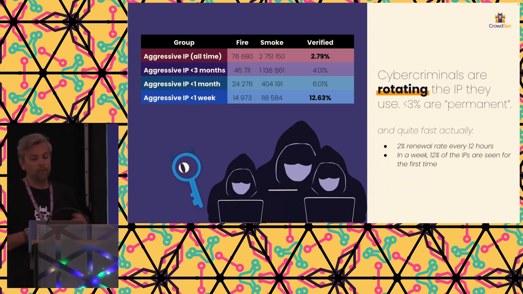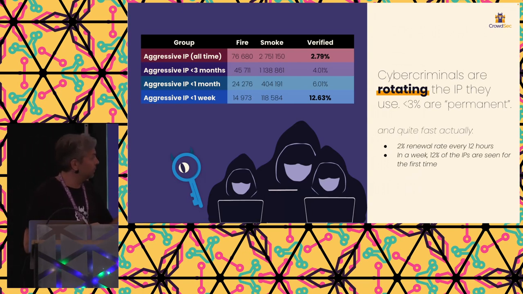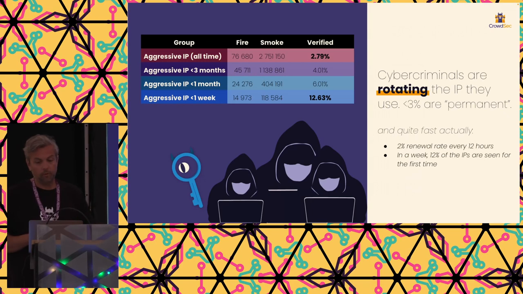One of the ideas behind CrowdSec is to automatically detect all those attacks and block them right away and, by the root if possible. So this is good news, because we really want to put those assholes out of business. 2% of those IPs they renew every 12 hours, and in a week, 12% of the IPs are seen for the first time. So yes, it turns out, at least when you look at the stats directly, it looks like the CrowdSec strategy of blocking those IPs right away automatically is a good idea if we get the world domination that we are trying to achieve.